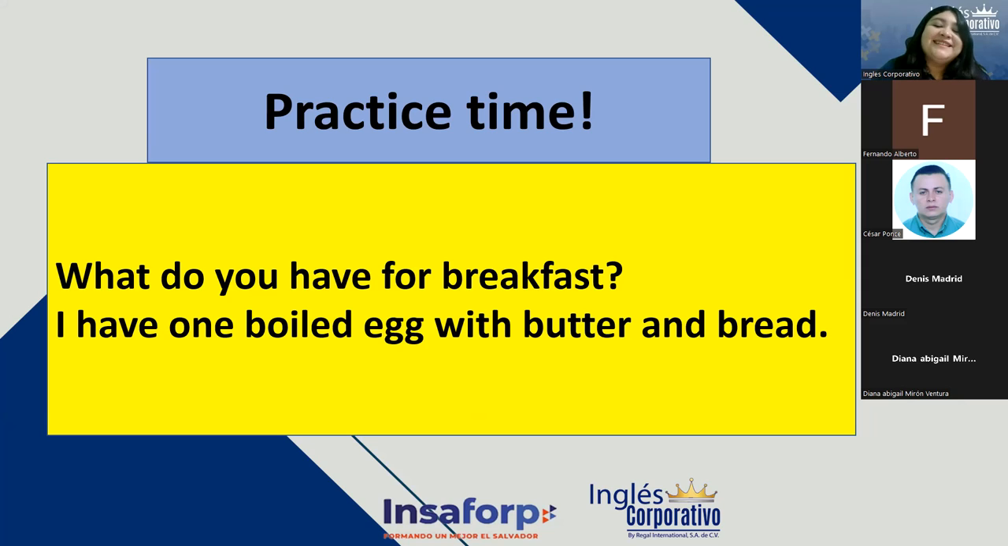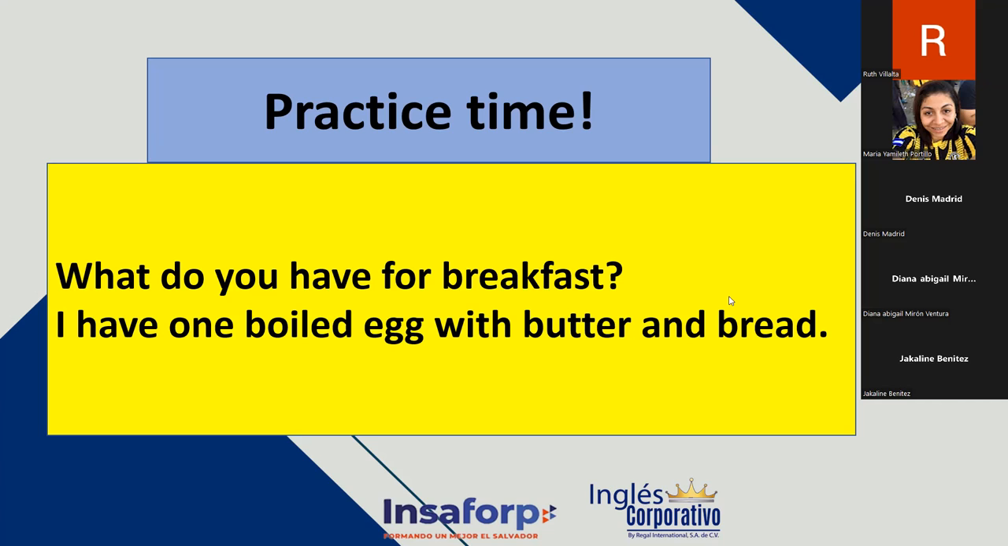Okay, let's go with Daniel. Daniel, what do you have for breakfast? I have some bread, beans, cream, eggs, and I drink black coffee. Yes, very good. Black coffee. With sugar or without sugar? Sugar, no sugar. With sugar. It's better without sugar. Es mejor.